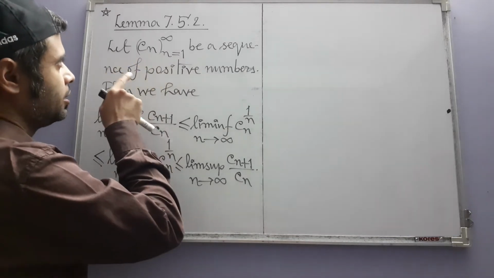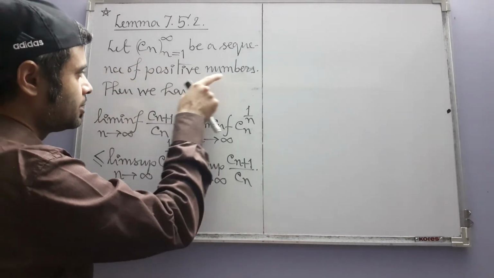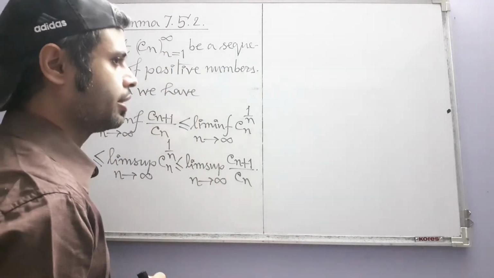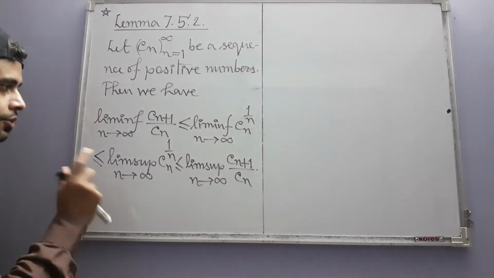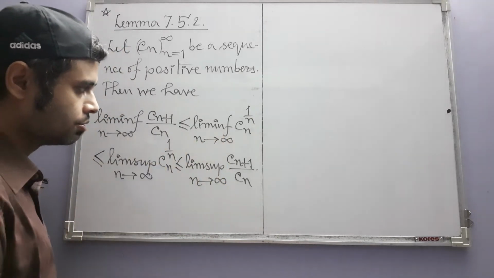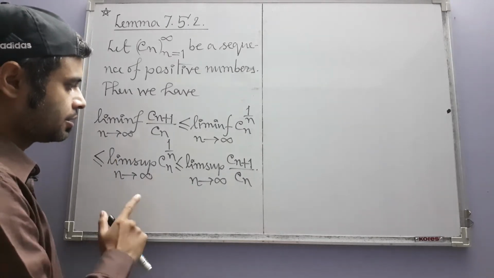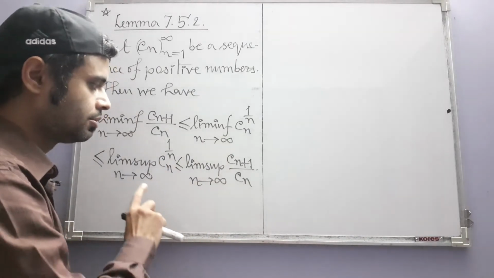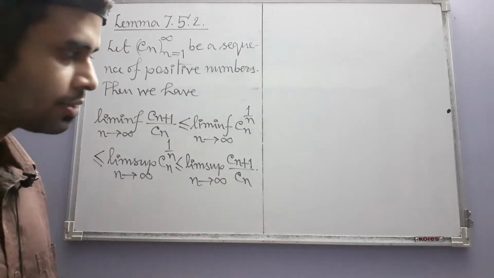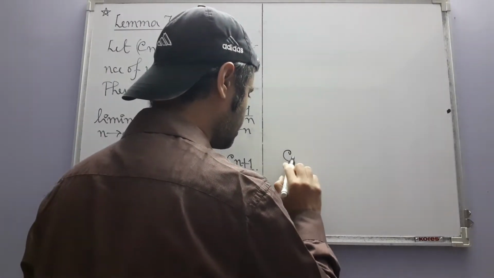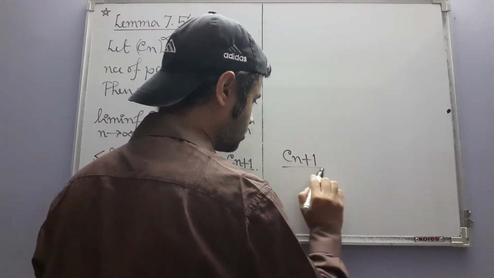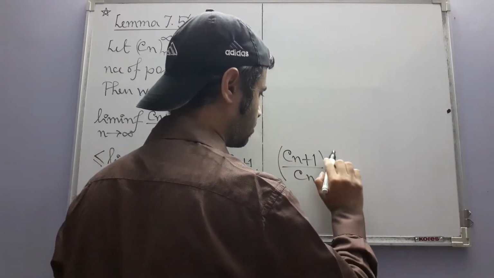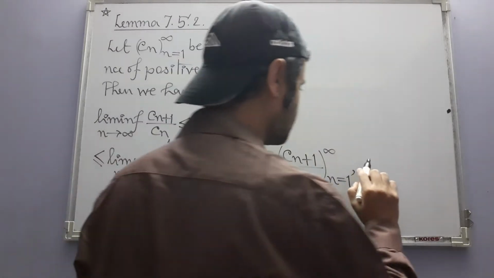We are considering here a sequence of positive real numbers, and this positivity is the only hypothesis. Then these inequalities are true. Now you can see that in these inequalities we see lower limits and upper limits of two sequences. Let's see what those two sequences are. We can clearly see that one of those two sequences is this, and the other one is this.